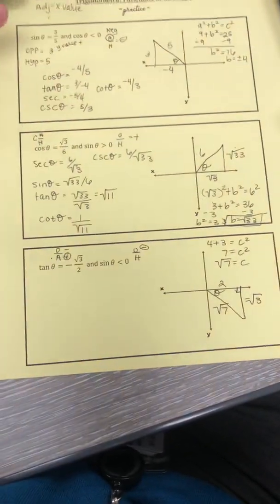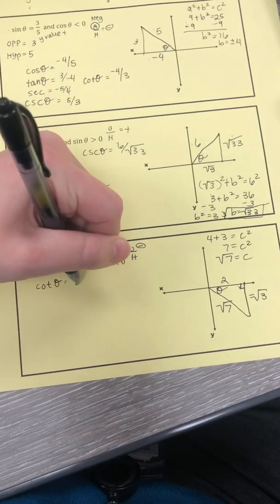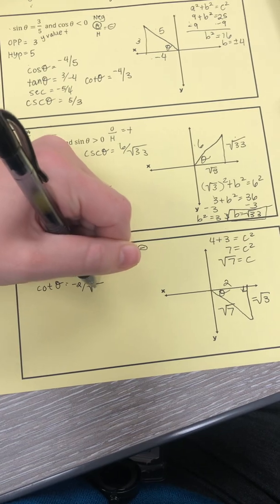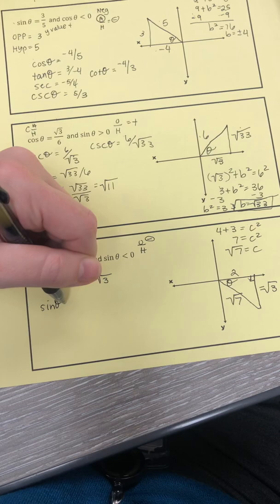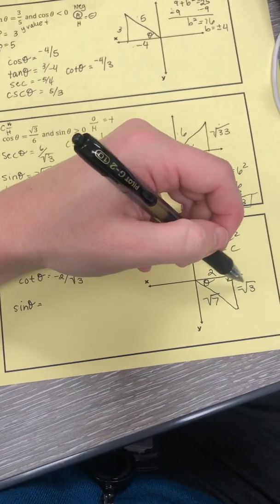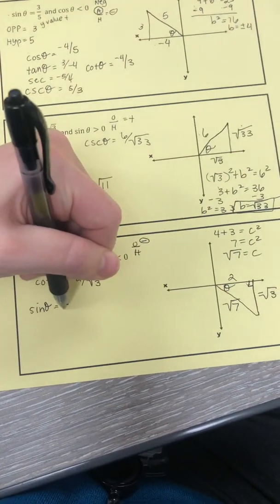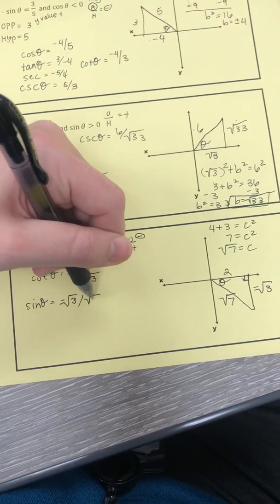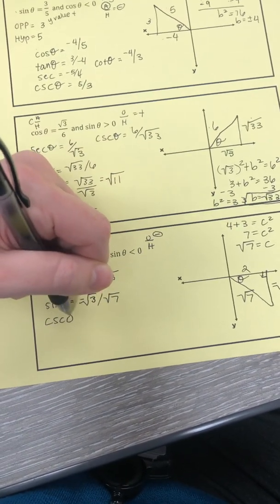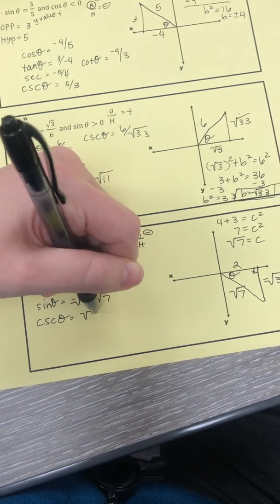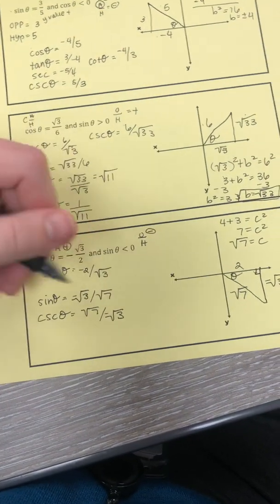Perfect, and now we're just writing our trigonometric functions. So we already have tangent. We can go ahead and write cotangent since it's just the reciprocal. And we can just leave the negative on top over the square root of 3. Then we have sine, opposite over hypotenuse. That's negative square root of 3 over square root of 7. We're going to leave it just like that. And then our cosecant, which is the reciprocal of sine, will just be square root of 7 over negative square root of 3.